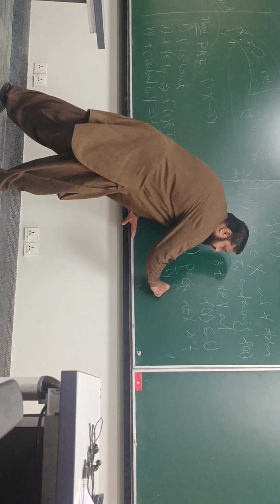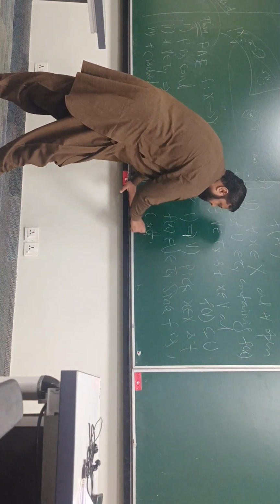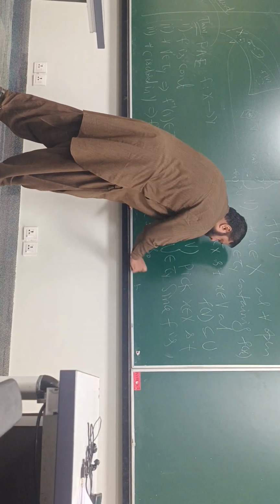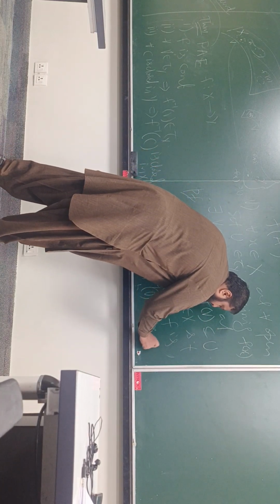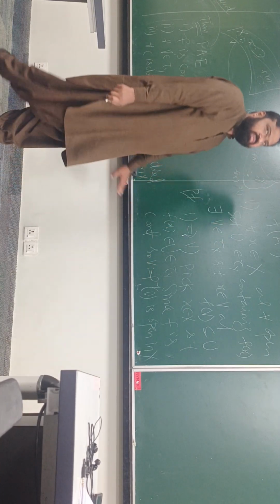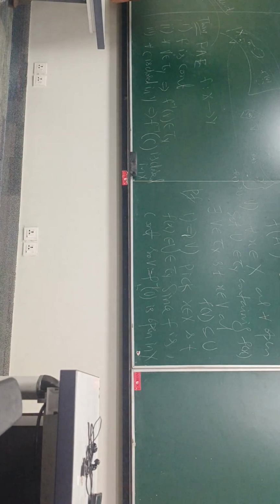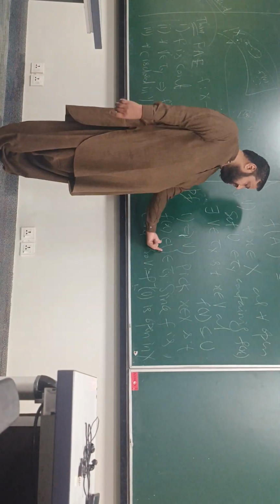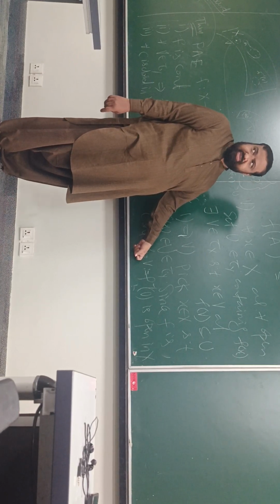ठीक है. Now since f is continuous, f inverse of u is open in x set. ठीक है, और इस f inverse of u का मैंने नाम रख दिया अभी v. Clearly, अगर f of x u में है, तो x must be inside v actually. X must be inside v.